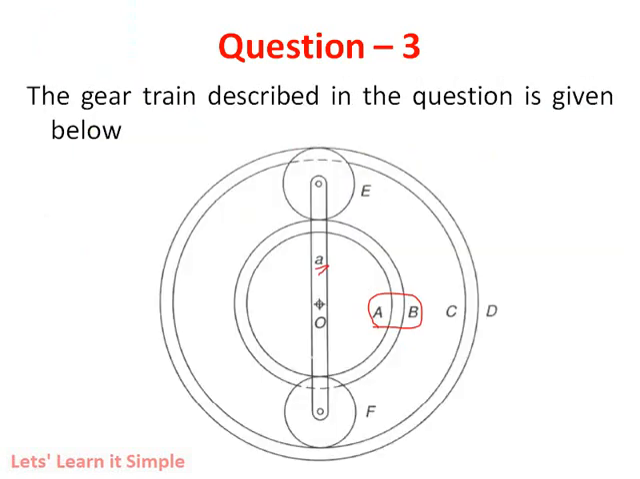Now if you go to the pictorial arrangement, already we said AB is a compound wheel, therefore AB put together is taken as one single element. Now if you observe carefully, this A is in mesh with F. Observe carefully, the geometrical arrangement of gear A is in direct mesh with gear F. Now this F in turn is meshing with gear C. So that is the third element.